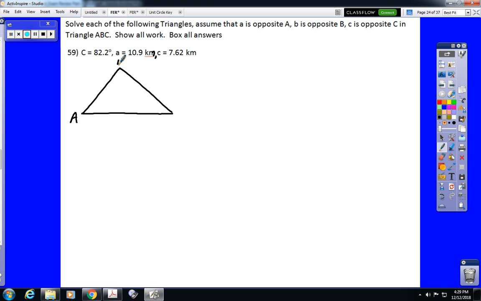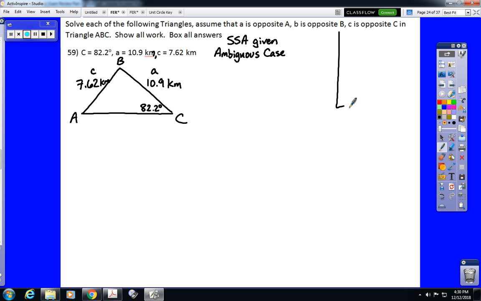We have angle A, angle B, and angle C. Angle C is 82.2 degrees. Little c is 7.62 kilometers, which is the side opposite angle C. And little a is 10.9 kilometers. It's the side opposite angle A. So once again, we have side-side-angle, which means that this is an ambiguous case problem. Which means if there is a triangle, we have to check to see if there is a second triangle. So we're going to have at least one set of answers to search for.